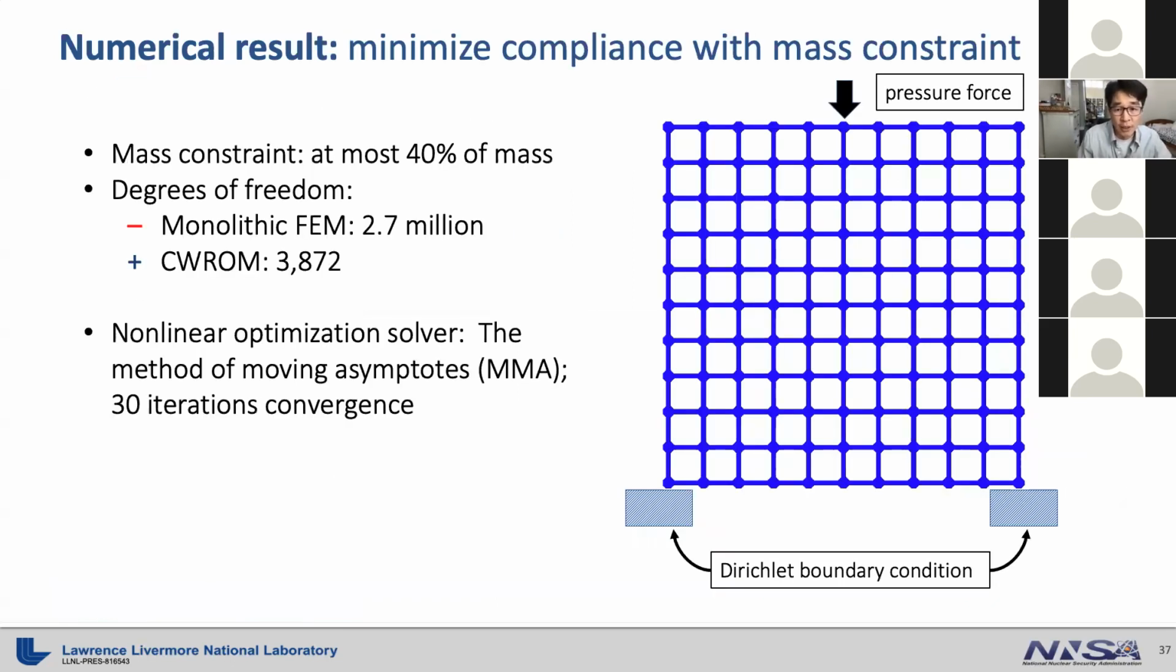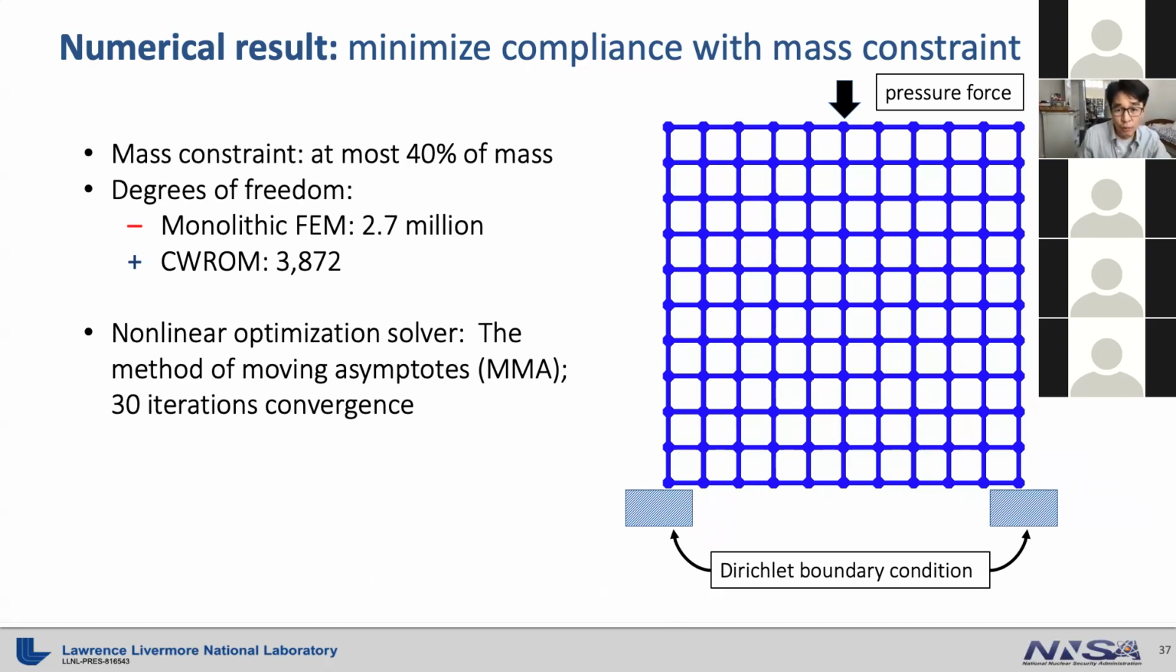Here is a numerical example for lattice structure design using the component-wise reduced model. Here we minimize compliance, imposing a constraint of mass being at most 40%. The downward pressure force is applied on the top, and a Dirichlet boundary condition is applied on the bottom.